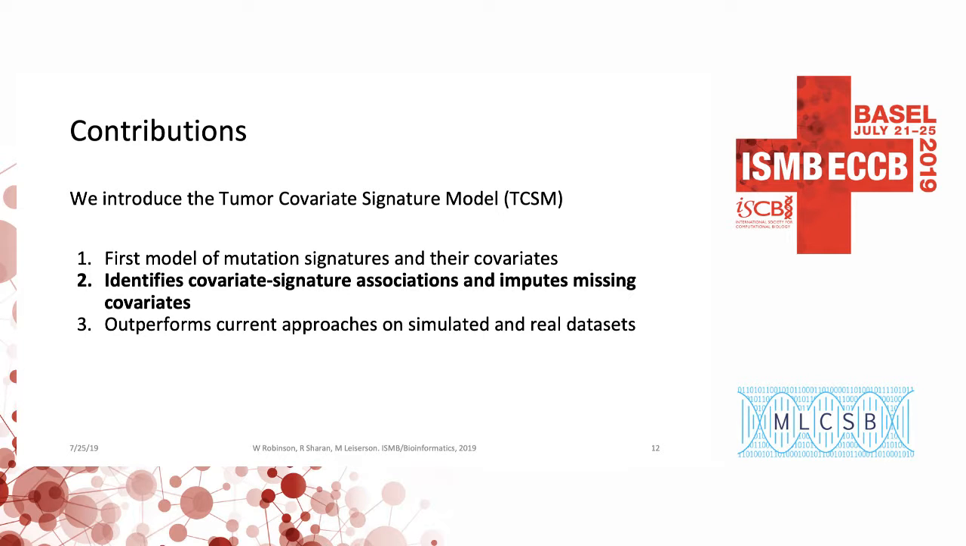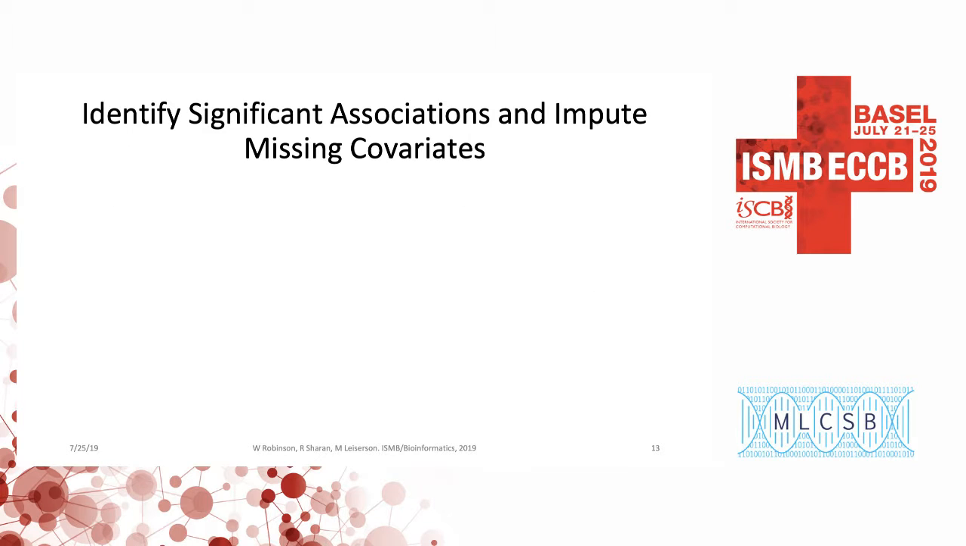That brings me to the next part of this talk, where we're going to show how to use our model to identify significant associations between covariates and signatures and impute missing covariates.